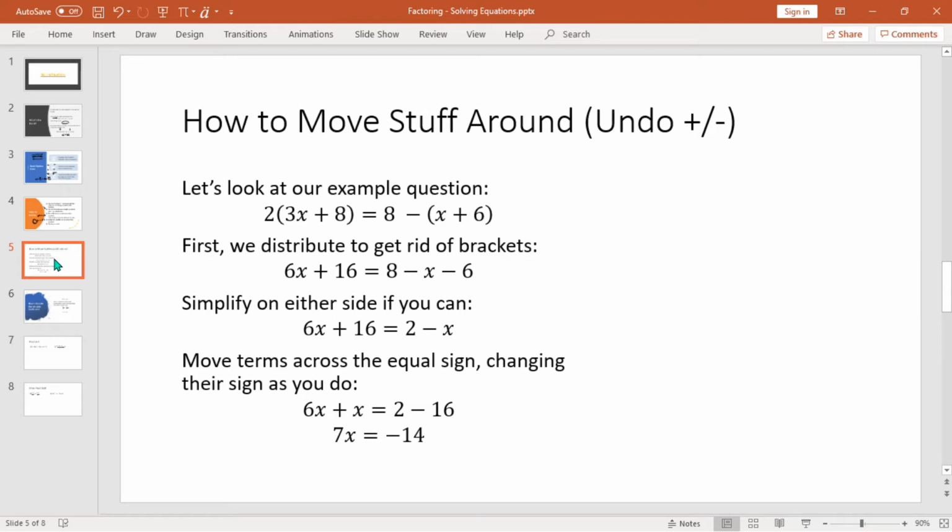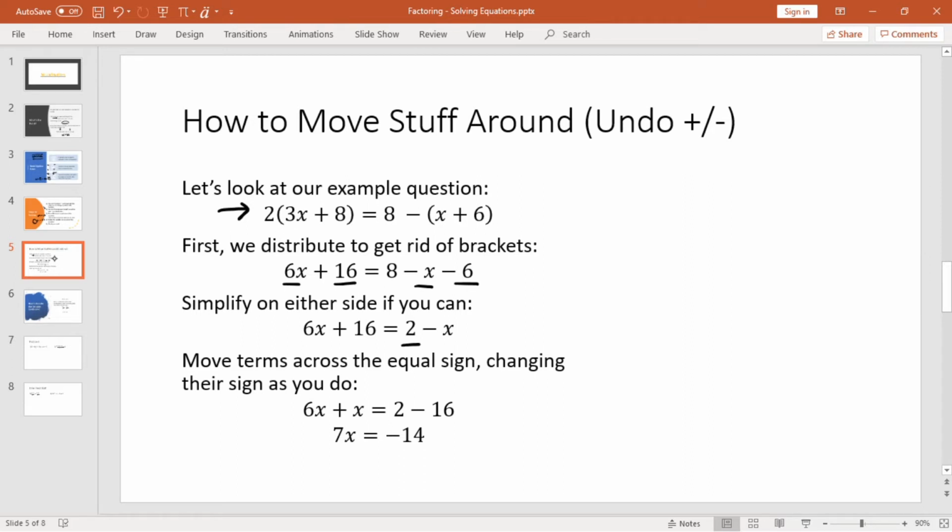So how does it look? Our example question we had right here. The first step was to distribute. So we distributed the 2 on the left side, and we made 6x plus 16. And on the right side, that negative had to be distributed as well, and we made -x minus 6. At this point, I look at either side, and I see that on my right side I have an 8 and a -6, so I can combine those into 2.